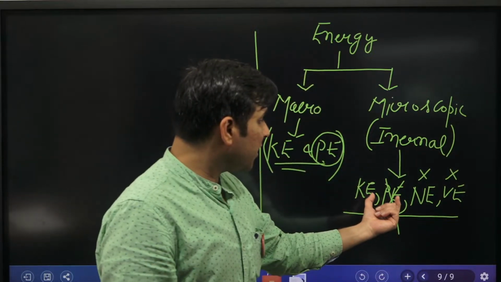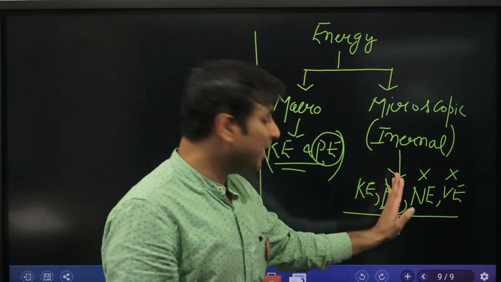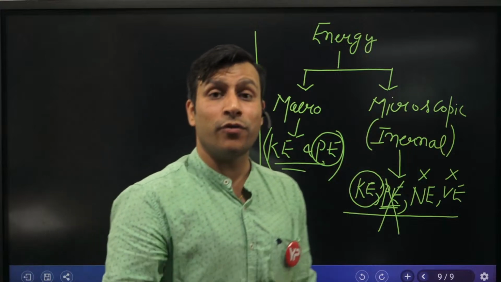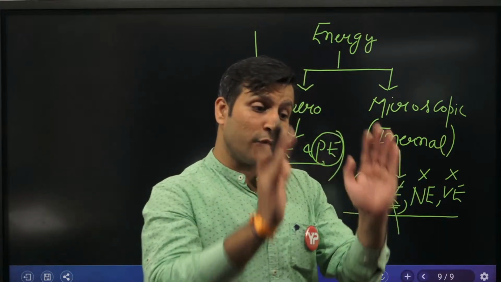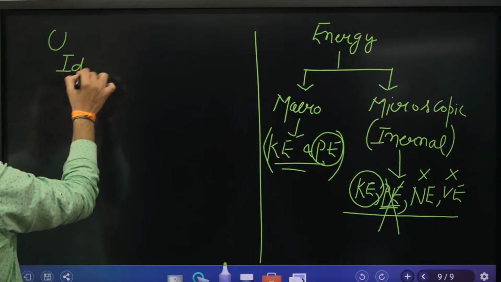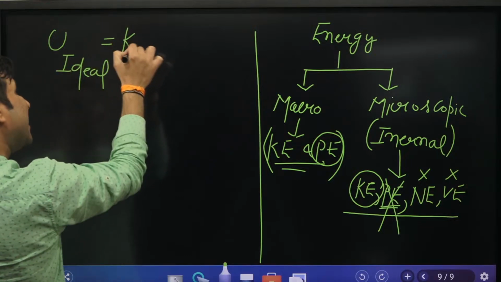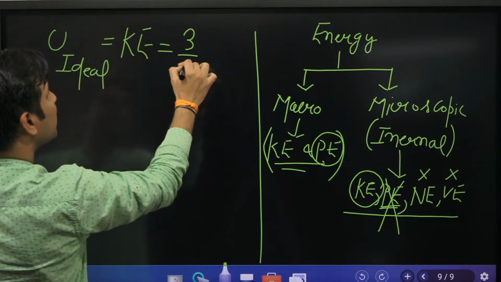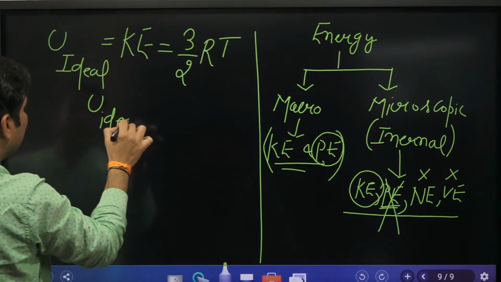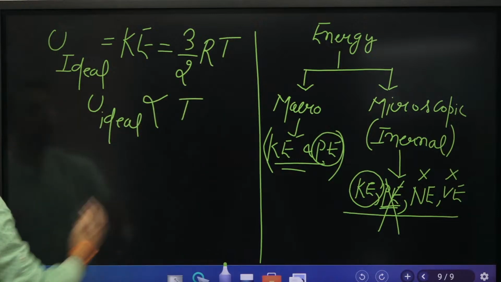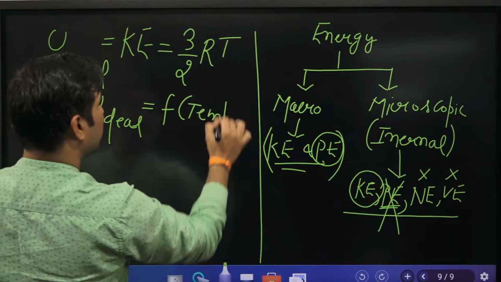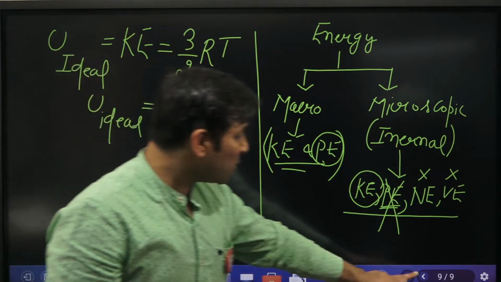Okay, so what is potential energy? It is due to the intermolecular force of attraction. For ideal gas this is zero. That's why we only consider kinetic energy as a representation of temperature or internal energy. So the internal energy of an ideal gas is only kinetic energy, which is equal to 3/2 RT. That's why we say internal energy of an ideal gas is a function of temperature only. So what information can you write here, guys?